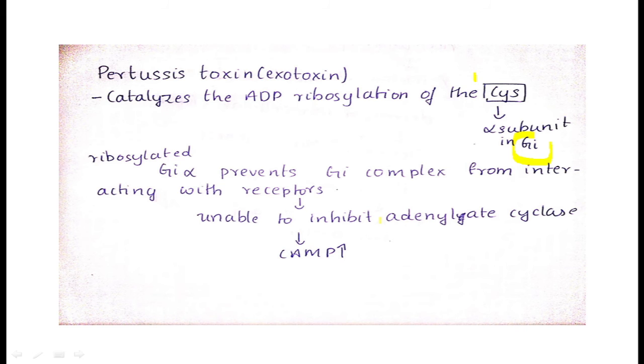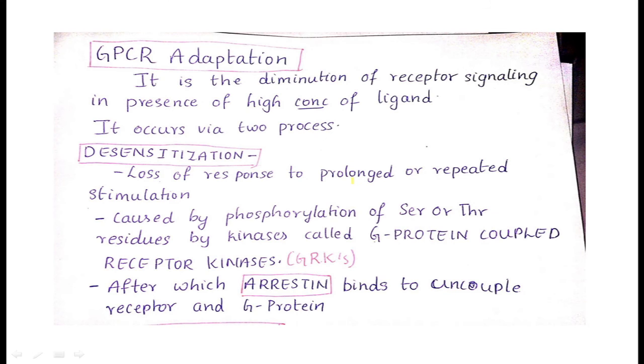Next, GPCR adaptation. How is the GPCR adapted? It is the diminution of receptor signaling in presence of high concentration of ligand. Whenever the ligand is present in a high concentration, the receptor signaling has to be reduced. First is desensitization. How is it done? It is the loss of response to prolonged or repeated stimulation, caused by phosphorylation of serine and threonine.